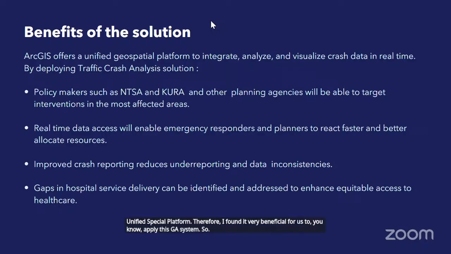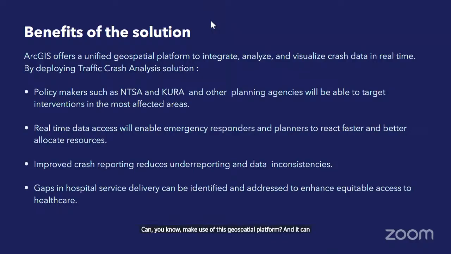So looking at the issue of traffic, looking at the issue of accidents, when we're having a platform where we're able to consolidate data, we're able to report data, we're able to analyze data, we're able to share this data, then it's going to be very beneficial. So also policymakers, the national road safety agencies in Kenya, such as the NTSA, the KURA, which is in charge of the urban roads, specifically in the urban areas, can make use of this geospatial platform, and it can help them to target their interventions.